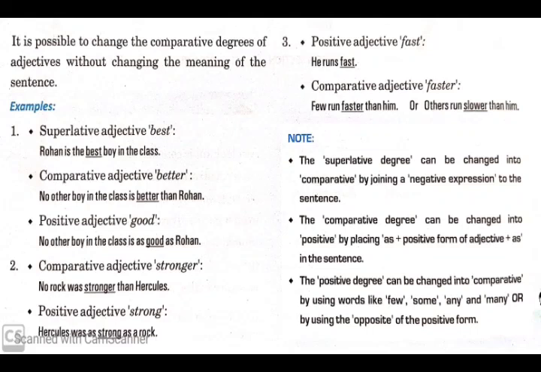Now the positive degree can be changed into comparative degree by using words like few, some, any and many. For example, he runs fast, few run faster than him, or we can say others run slower than him. Okay, so these are the simple ways in which we can interchange the degrees of comparison.